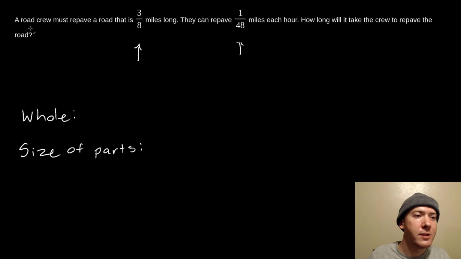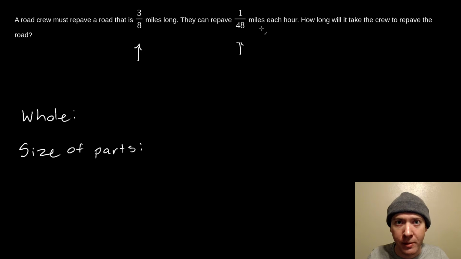The problem says a road crew must repave a road that is 3/8 miles long, and they can repave 1/48 miles each hour. The whole in this problem is the length of the road, right? The road crew is going to work on paving this much of it, and they're going to do a certain little amount each hour. So the whole here is going to be 3/8, all right?